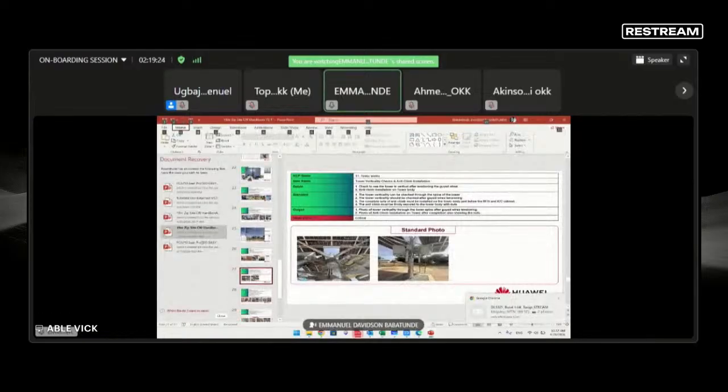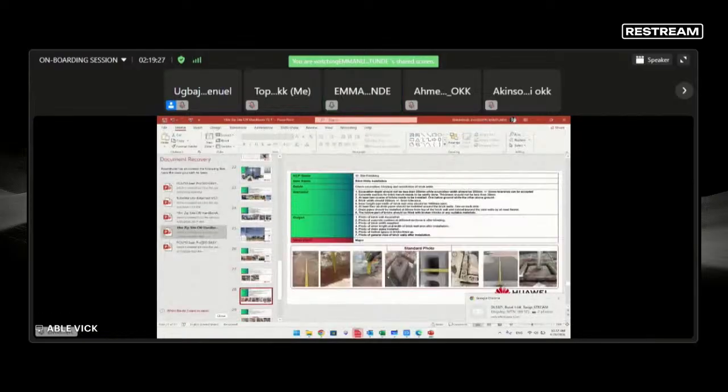So for the power cabinet bracket, the next activity is your brick wall installation.